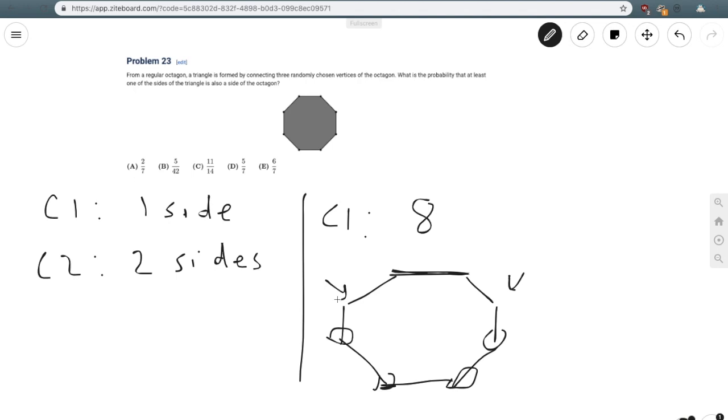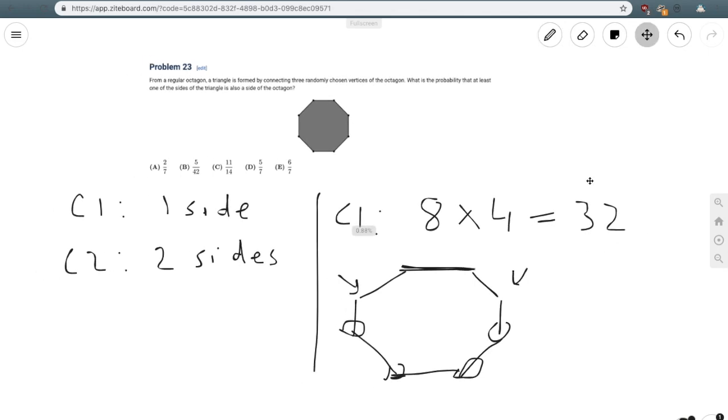So what I see is that when I choose one side at random, making sure that's the only side in common with the octagon, I have 4 possible vertices for the third one. So 8 times 4 gives me a total of 32 possible triangles that satisfy the first case where only one side is shared with the octagon. Now let's look at the second case.